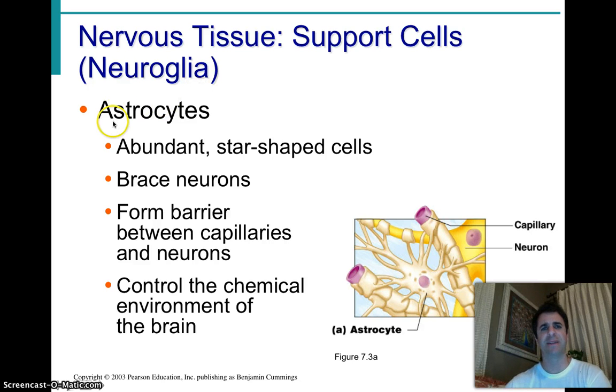Now, the first one to talk about is astrocytes. Astro, the term meaning not Astro the dog from the Jetsons, which unfortunately many of you don't know because you're too young to know the Jetsons.